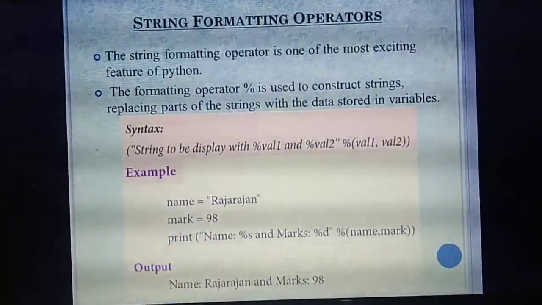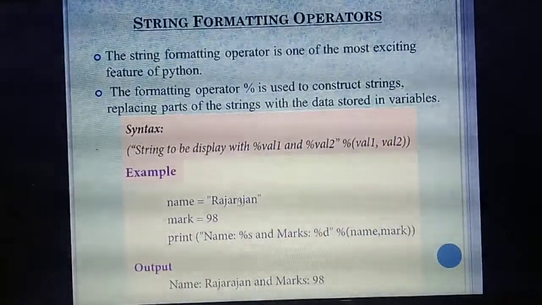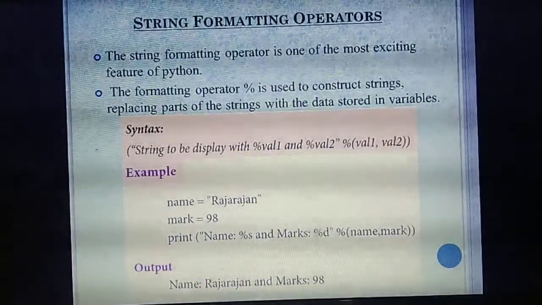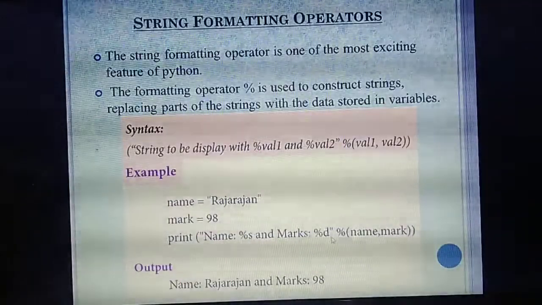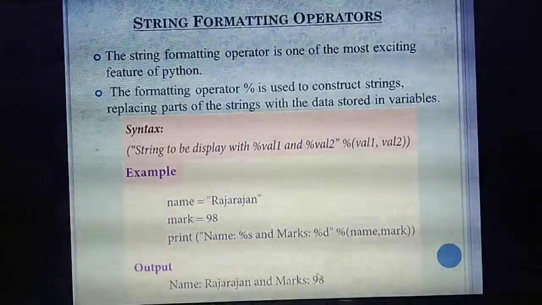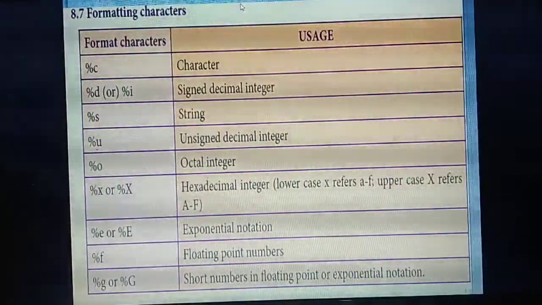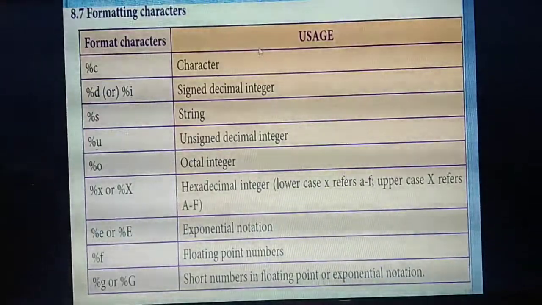See the output. In the place of name's percentage, that value is called. What value will you get? Rajarajan. Then in the place of mark's percentage, you are calling that integer value, so 98. Understand? This is a very, very important thing. There are a lot of formatting characters. This one you need to just read, as they will ask one more question.